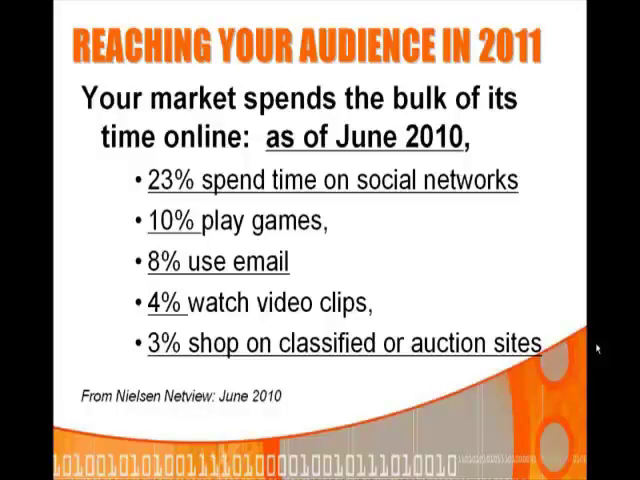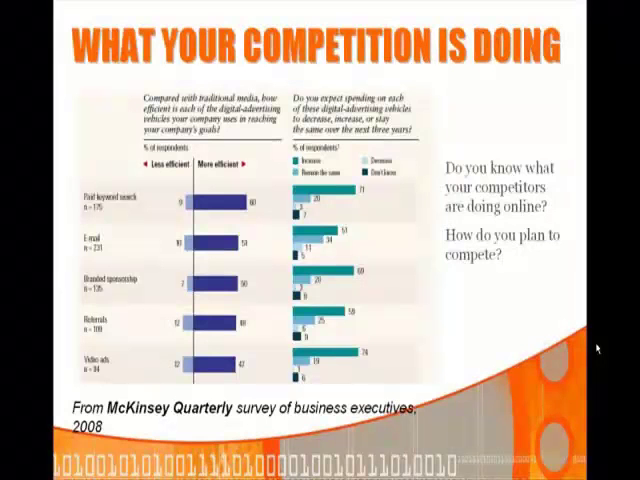4% watch video clips on sites like YouTube.com, and 3% shop on classified or auction sites like Craigslist and eBay. If you sell consumer goods, some of those people could be your customers, or at least they used to be your customers. Now, these figures tell us two things. Number one, the majority of Internet users are consuming social media. That's a given. Number two, the easiest, most effective way for your message to reach your audience is what?